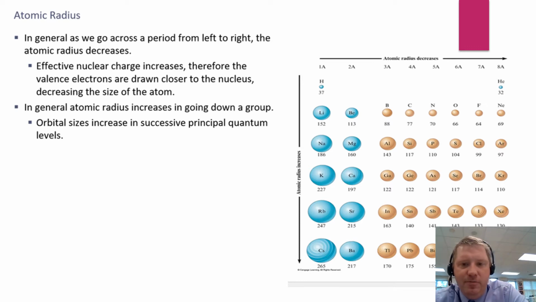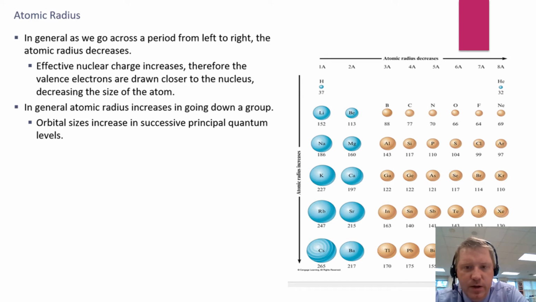We actually see that right here in this chart. This is an atomic radius chart. In this atomic radius chart, we see the size of the atoms growing as we go down. And it's growing for two reasons. The first is that we're adding more energy level electrons.